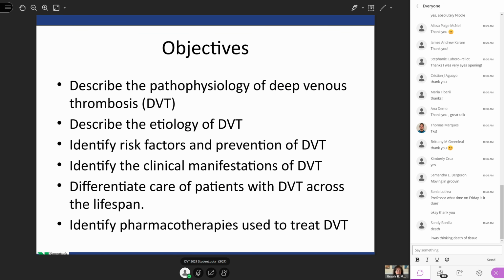What are the objectives? To describe the pathophysiology of a deep vein thrombosis. How does it happen, and what causes a deep vein thrombosis to happen? Identify the risk factors and how can we prevent it? What are the clinical manifestations? What's it going to look like? And how about DVTs across the lifespan? Do pregnant women get DVTs? Absolutely. They are at higher risk for DVTs, and we're going to talk about that. And then we're going to talk about medications that we use to treat the DVTs. You do need to know these medications.